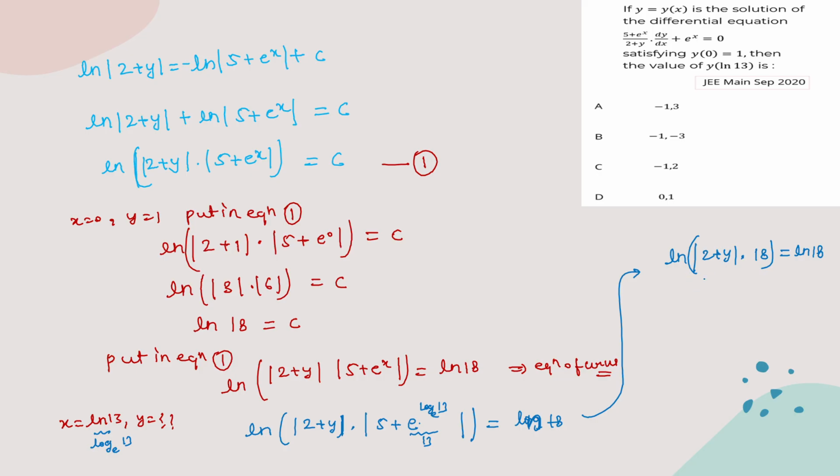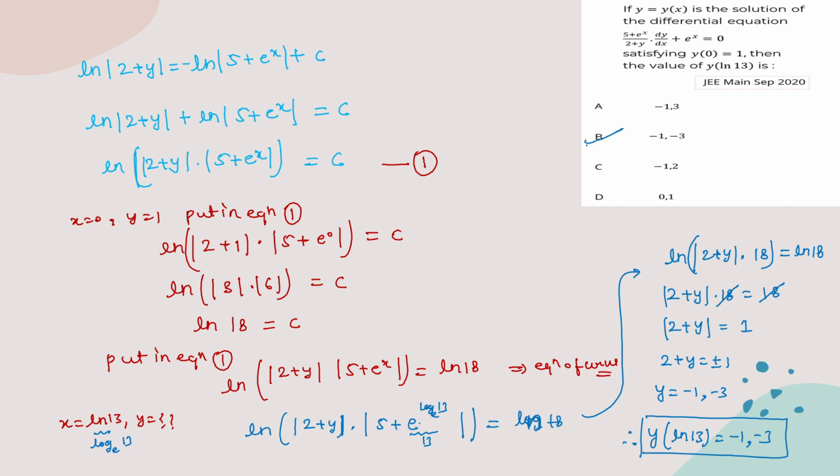So from here, if you take anti-log on both sides, the ln and ln functions will be gone. Into 18 is equal to 18, and this 18 and 18 is also gone. So we are getting mod of 2 plus y as equal to 1. Therefore two values can happen: 2 plus y is equal to plus minus 1. So from here the y value will be either minus 1 or minus 3. So finally, y at ln 13 will be equal to either minus 1 or minus 3. Both are possible. So second option.